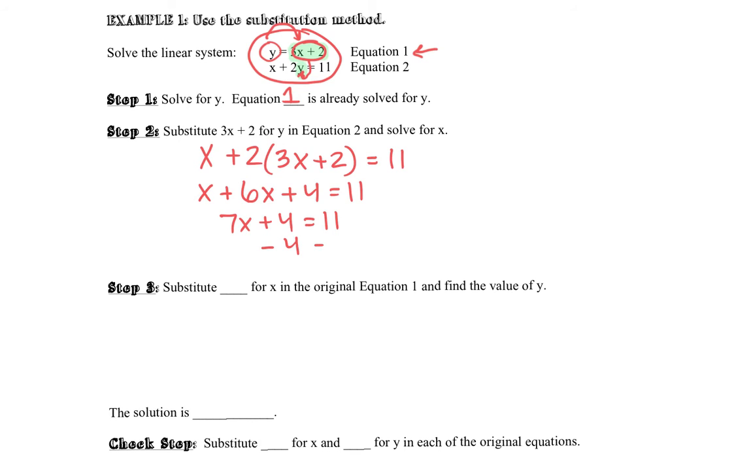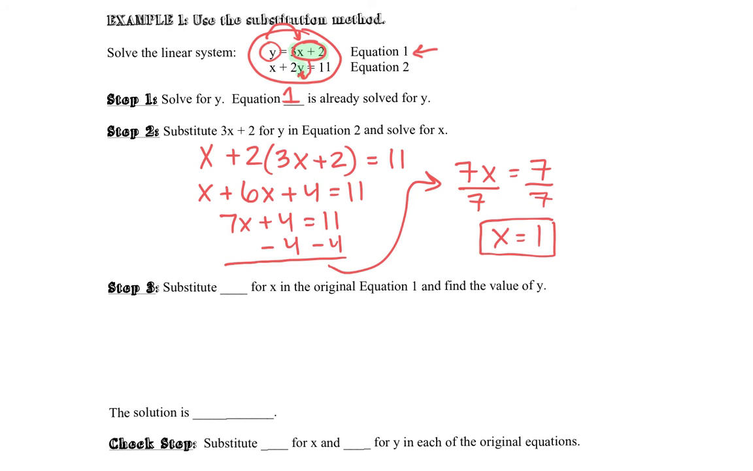I'm going to subtract 4. I'll come up here because I'm running out of space, and I get 7x equals 7. Divide each side by 7, and x equals 1. So I'm now halfway to finding my solution because I now know that the x coordinate is 1.